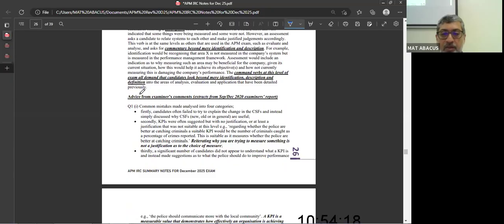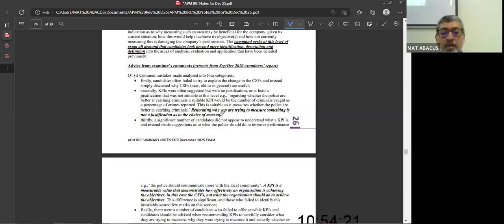So September 2020. Okay, this is a very interesting one. Secondly, KPIs were often suggested, but with no justification, as we have been coming to expect, or at least a justification that was not suitable at this level. For example, regarding whether the police are better at catching criminals, a suitable KPI would be the number of criminals caught as a percentage of crimes reported. This is suitable. So that means the point is a good point, as it measures whether the police are better at catching criminals. But reiterating why you're trying to measure something is not a justification.